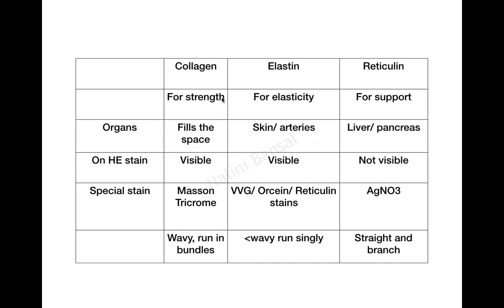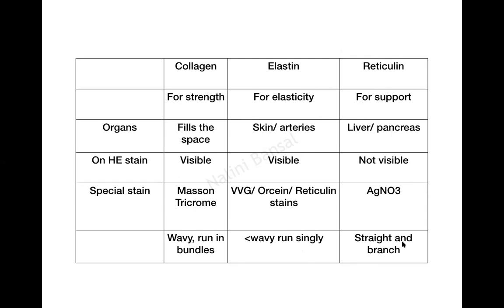So the two fibers which are seen on histology are the collagen fibers and elastin fibers. And the third fiber, the reticulin fibers, is not usually visible on histology, because these are the thinnest of all these three fibers, and you require special stains, especially silver stains, to see the reticulin fibers. Now, of all these three, the most wavy are the collagen fibers. Then we have less wavy fibers which run singly, which are elastin fibers, and most of the reticulin fibers are straight and very thin fibers.